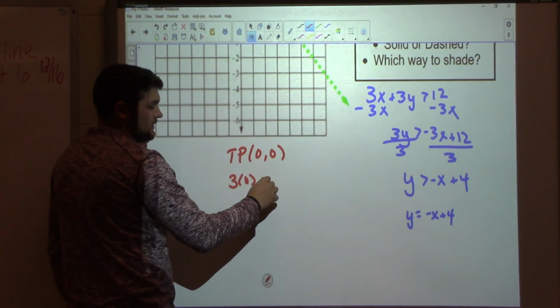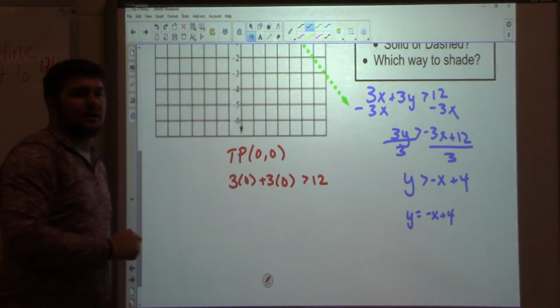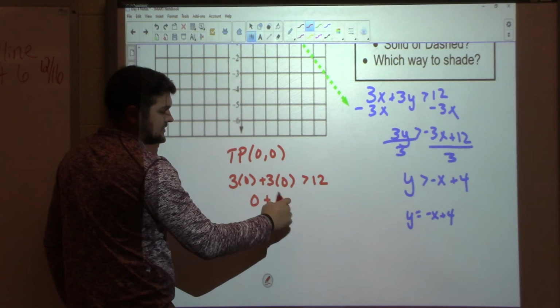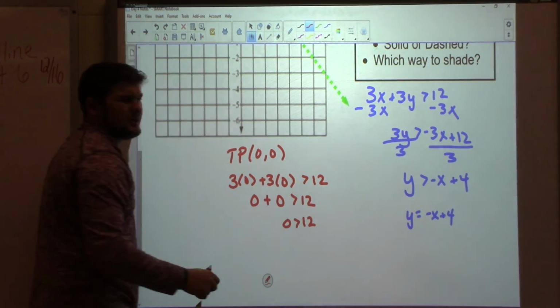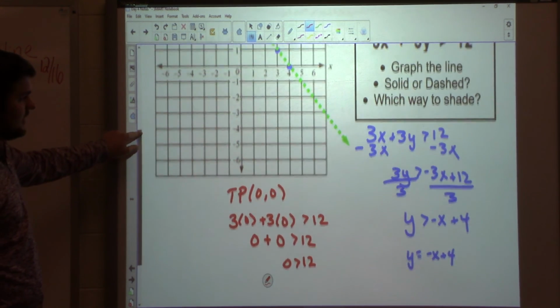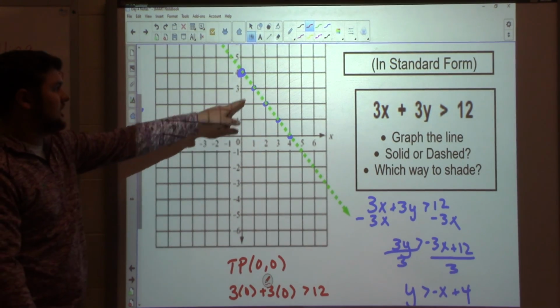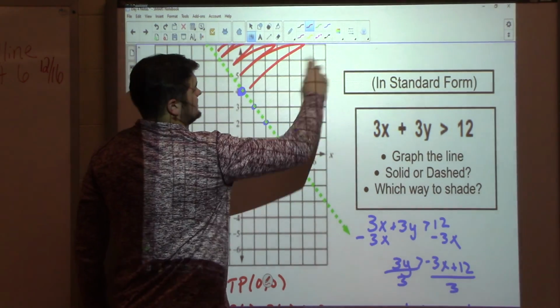3 times 0 plus 3 times 0 is greater than 12. Well, 3 times 0 is 0, plus 3 times 0 is 0. Is 0 greater than 12? No, not a true statement. Which means if I look at my graph here, I see 0, 0's here, so I'm going to shade the other side. It was false, so shade the other side.